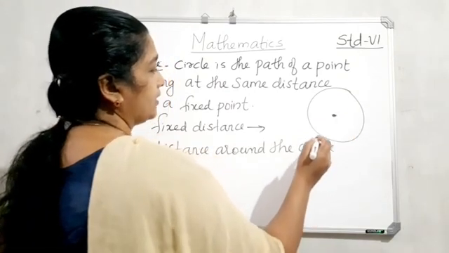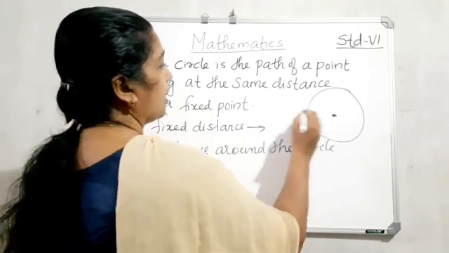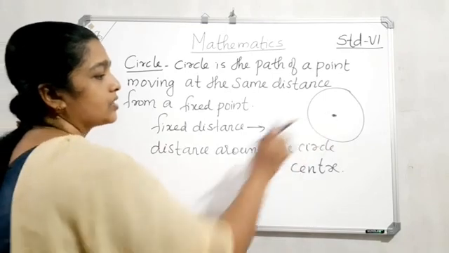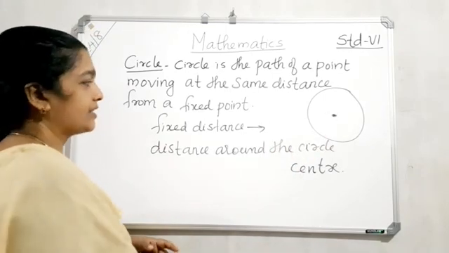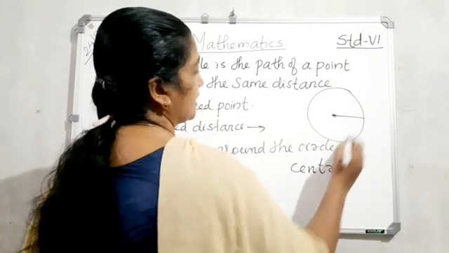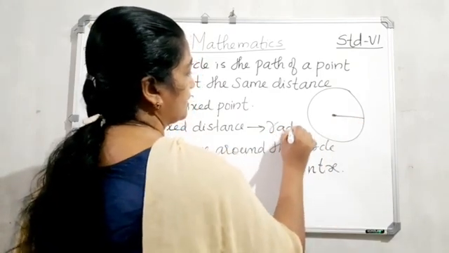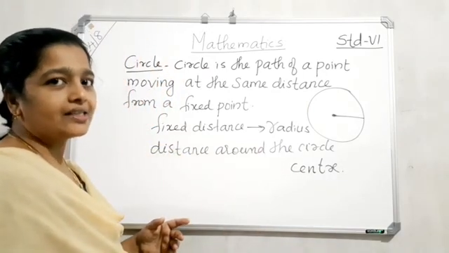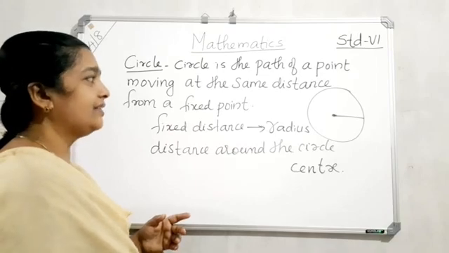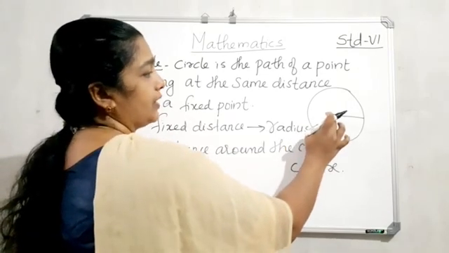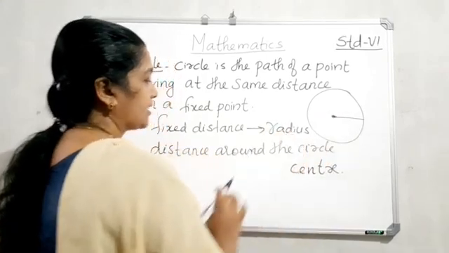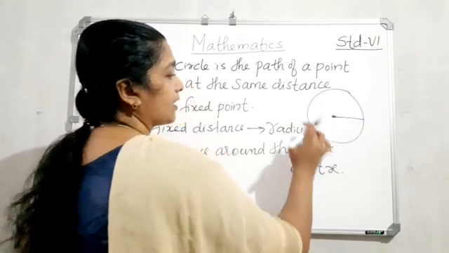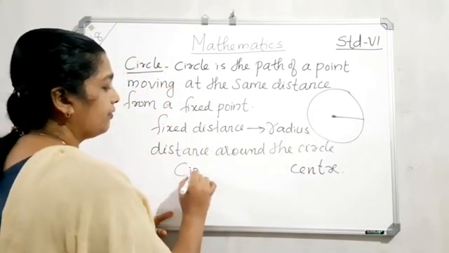This fixed point is known as the center of the circle. Next, this fixed distance is known as the radius of the circle. Radii is the plural form of radius. So, the fixed distance from the fixed point is known as radius. Next, the distance around the circle is known as circumference.